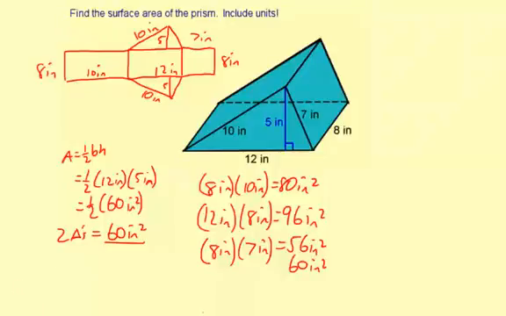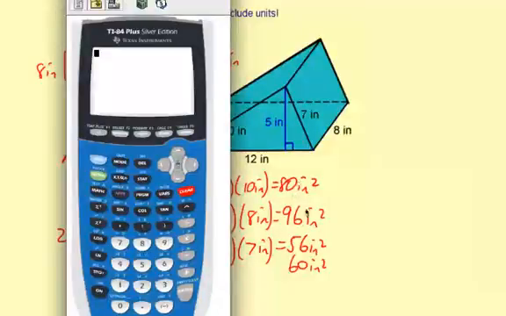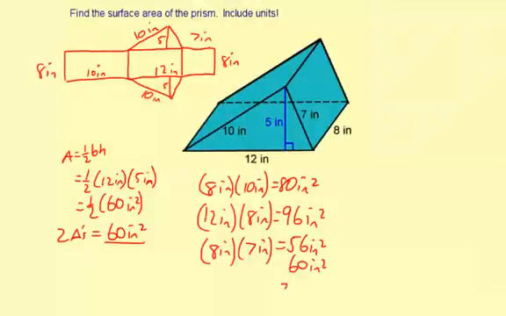I'll just use a calculator. You could add them by hand easily, I'm sure, and so could I, but the calculator is just a little bit quicker. Okay, so we're going to add all these areas of each face of this prism. Then we'll get our surface area. So 80 plus 96 plus 56 plus 60. 292 square inches. Okay, that's the surface area of the prism.